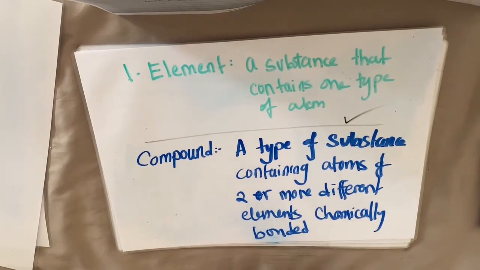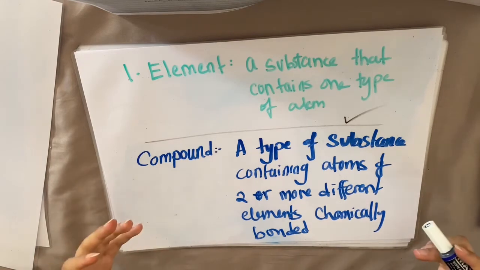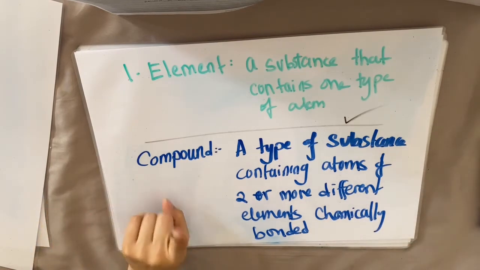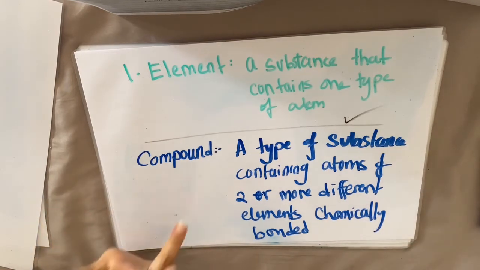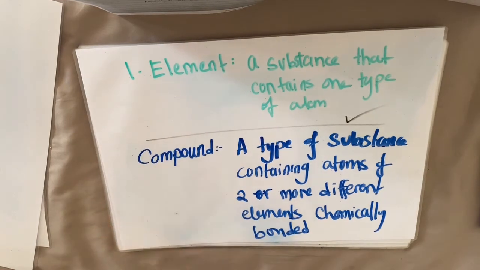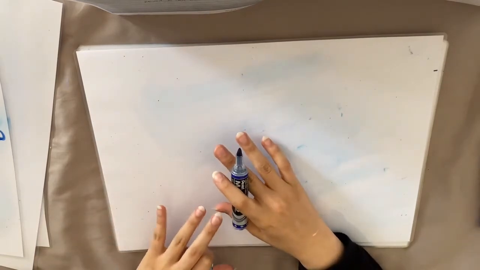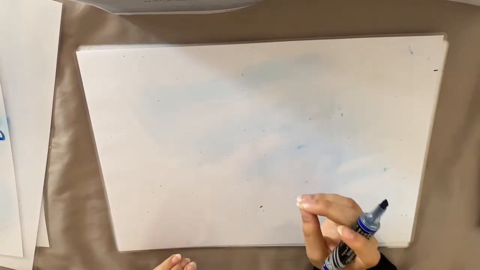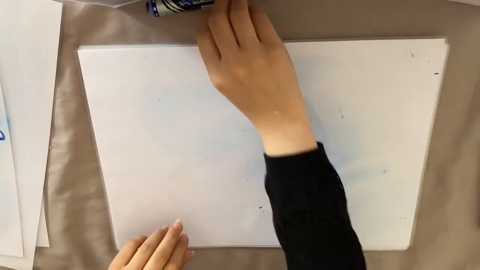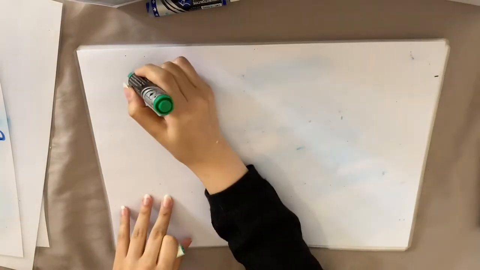Okay, let's take a look at examples. We agreed element, one substance, one type of atom. Compound, a substance, but two or more different types of atoms or elements that are chemically bonded. Let's take a look at some examples. As we take a look at these examples, we're going to get to know what a chemical formula is. Let's define a chemical formula first in order to see how it goes, to get to know it better.